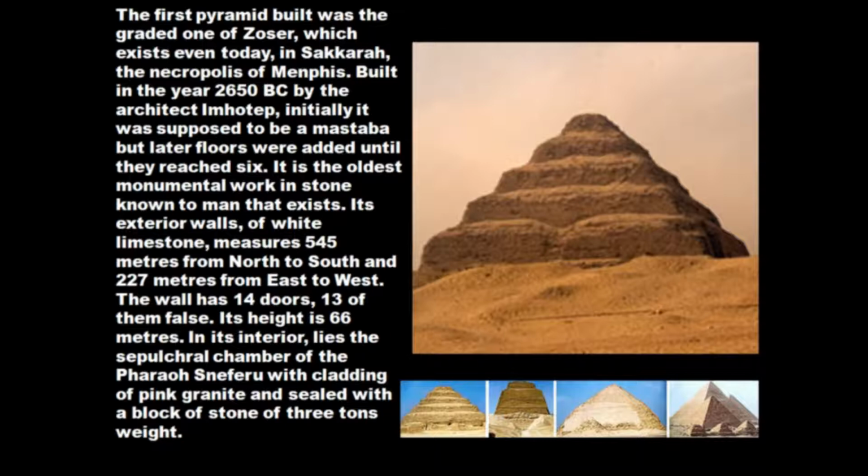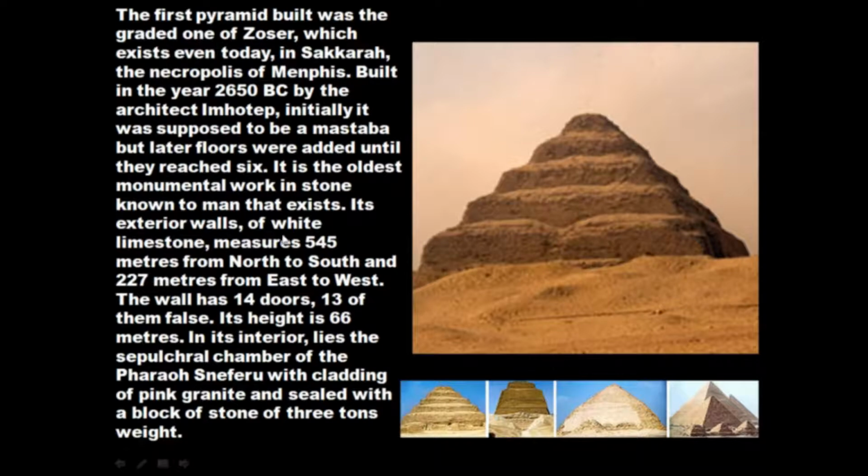Now we have the first pyramid built, the stepped one of Zoser, which exists even today in Saqqara, the necropolis of Memphis, built in the year 2650 before Christ by the architect Imhotep. Initially it was supposed to be a mastaba, but later floors were added until they reached six. It is the oldest monumental work in stone known to man that exists.